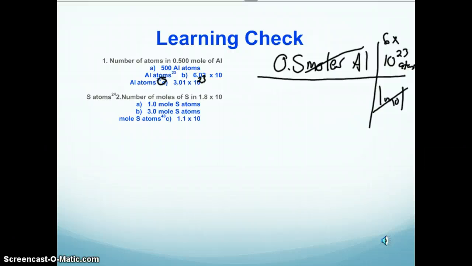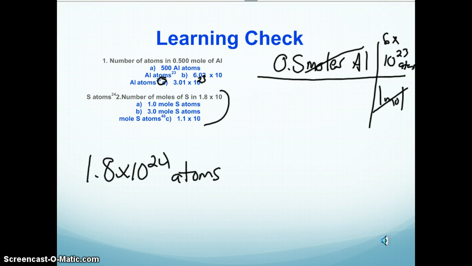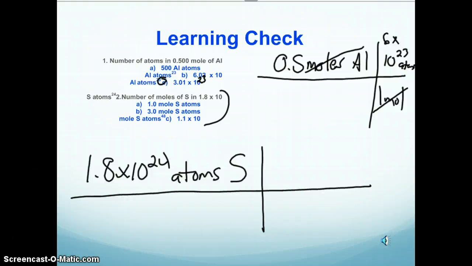And you can go backwards too. This is a little bit corrupted again, but if you had 1.8 times 10 to the 24th atoms of tin or of sulfur, and you wanted to know how many moles you had, you could say 6 times 10 to the 23rd atoms gives me 1 mole.